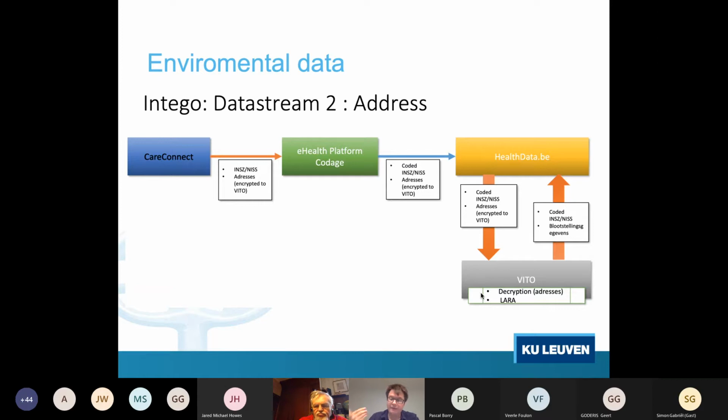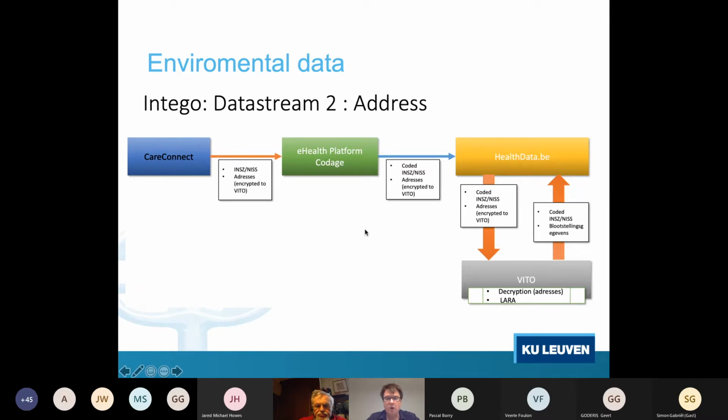They unpack the address, and use it to collect all the existing environmental factors that are available on that address. They do a matching of the address and the exact location on the map, and then link all the environmental factors to that location on the map. They delete the address, and they just send the coded national security number with all the environmental factors known for that exact location to Healthdata, where Healthdata then links the second data stream with the first data stream. And then you end up with a database combining environmental factors with health factors, linked for the individual patient at his home.